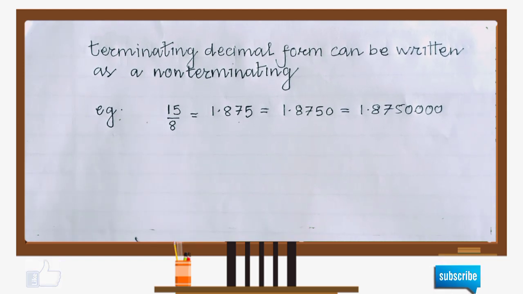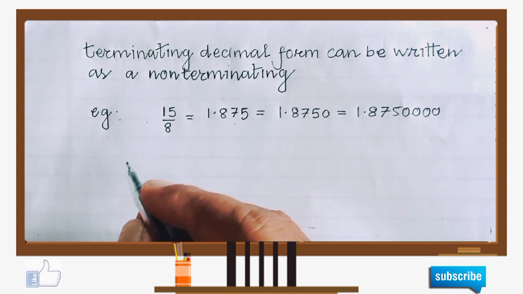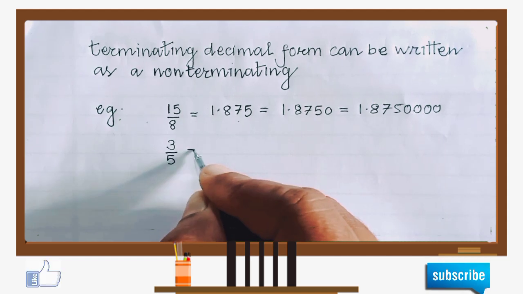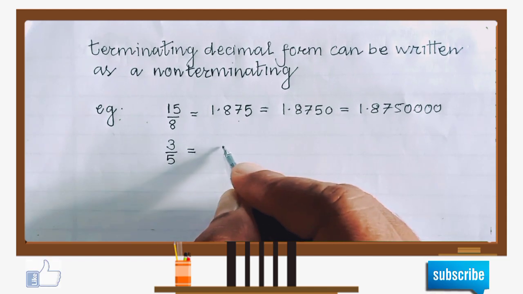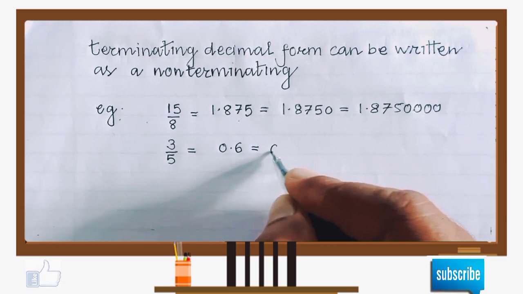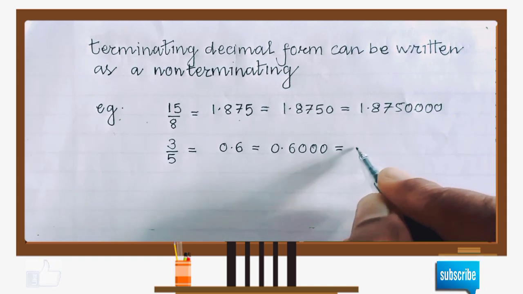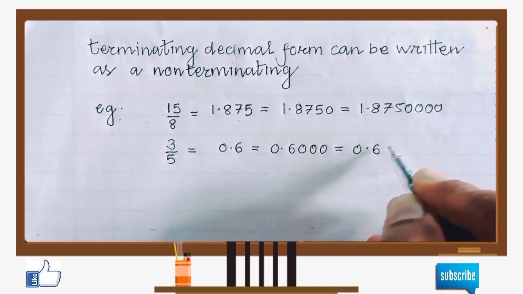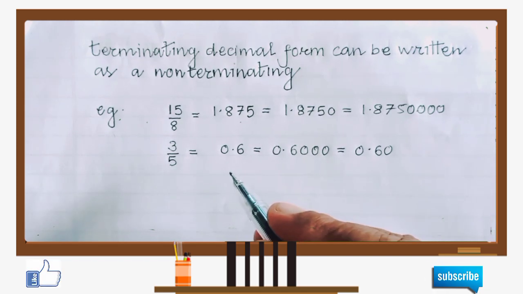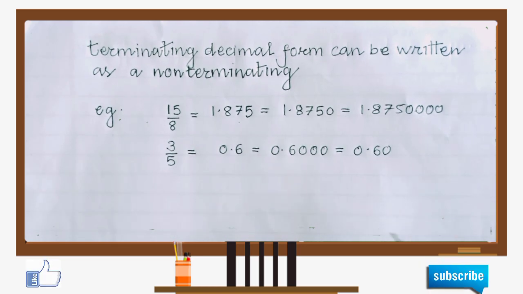We can write in this way. Just as we have taken here 3/5, our answer was 0.6. You can also write 0.6000. This is also the same as 0.60. All these are the same. It means you can write a terminating decimal form in the non-terminating form.